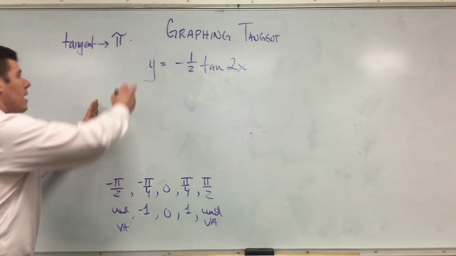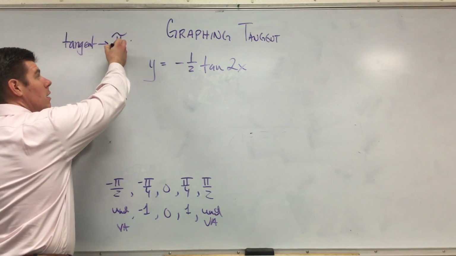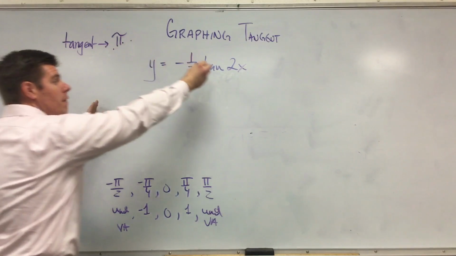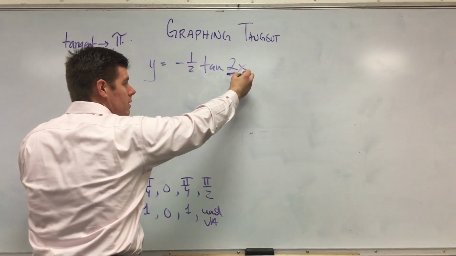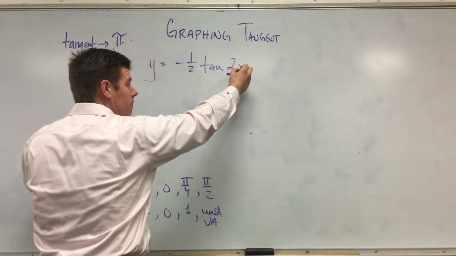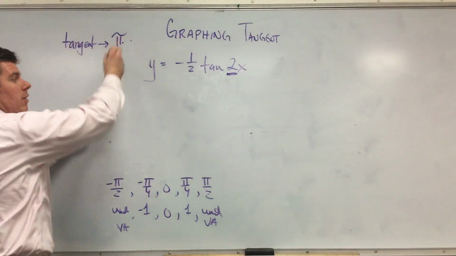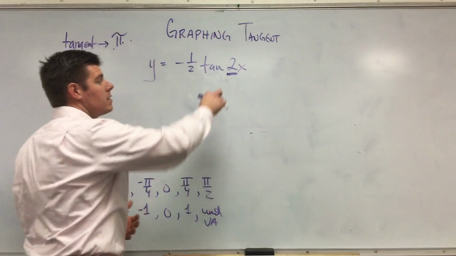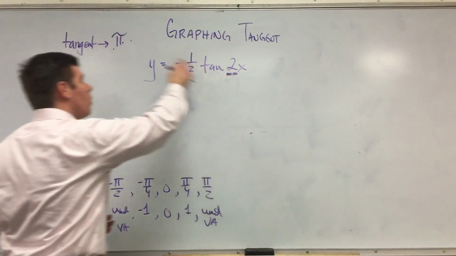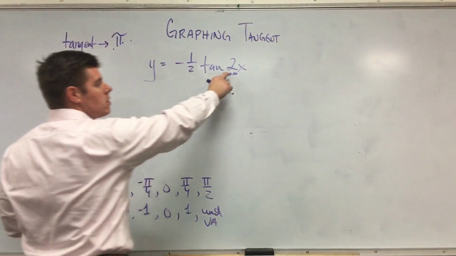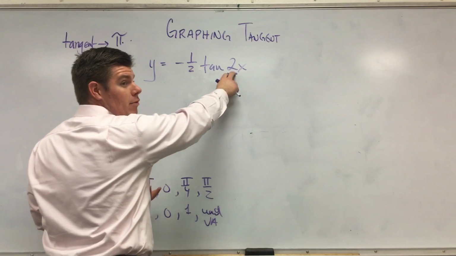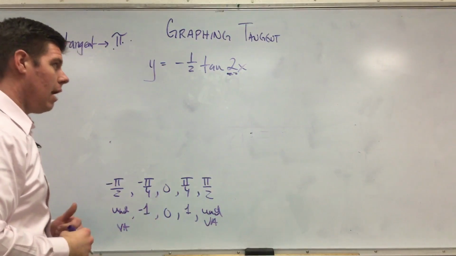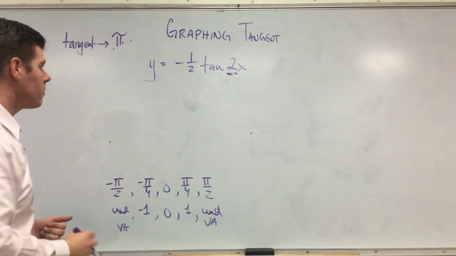From there, I know that the original period had a distance of pi. The coefficient on the inside of the function is the value that alters the period. So I take this value and I cut it in half. Why am I cutting it in half? Because I want it to go twice as quick, which means I want it to happen in half the time. So I can either multiply by the reciprocal of this value, or I can divide by this value to figure out what the new period length will be.